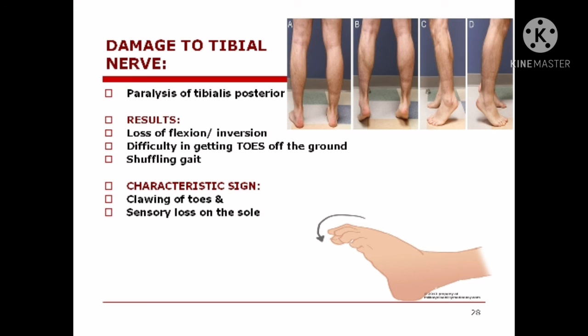Damage to the tibial nerve. There is paralysis of tibialis posterior muscle. It results in loss of flexion and inversion of the foot. There is difficulty in getting the toes off the ground. The toes are dragged against the surface of the ground. There is a shuffling gait.